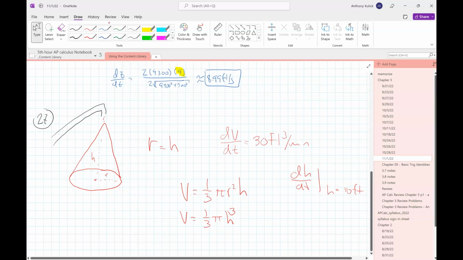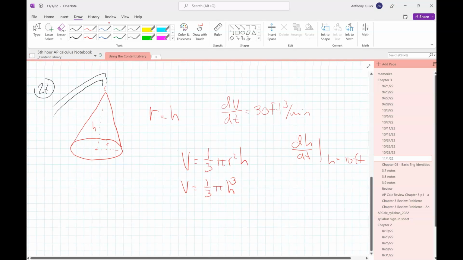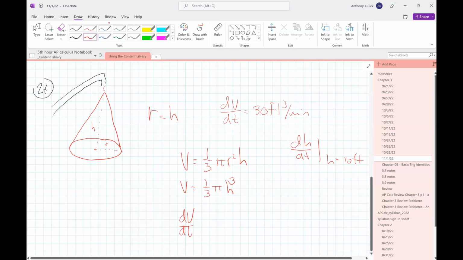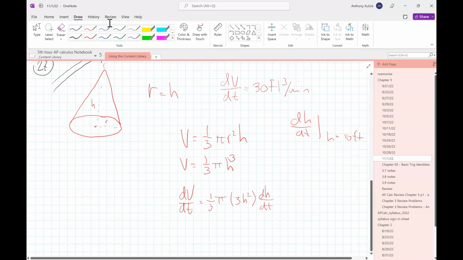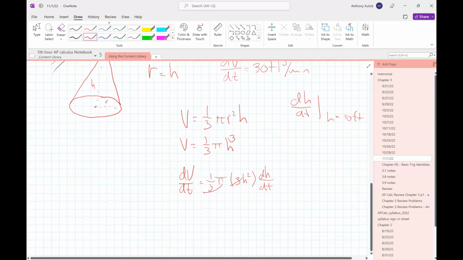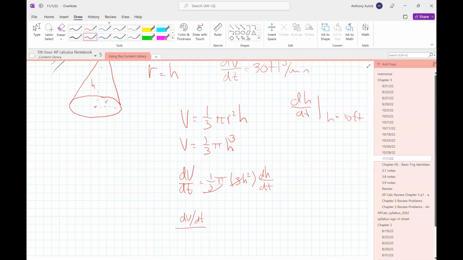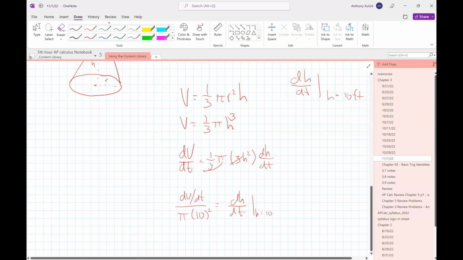So far, so good, Mackenzie? Okay. So differentiate: dV/dt is equal to 1/3 pi times 3h squared dh/dt. So the 3's cancel there. So I'm going to have dV/dt divided by pi times 10 squared. And that should do it.